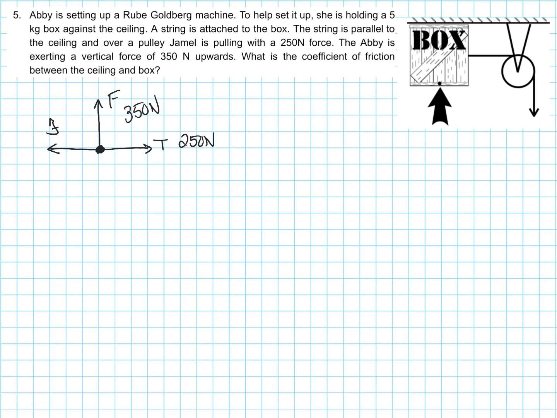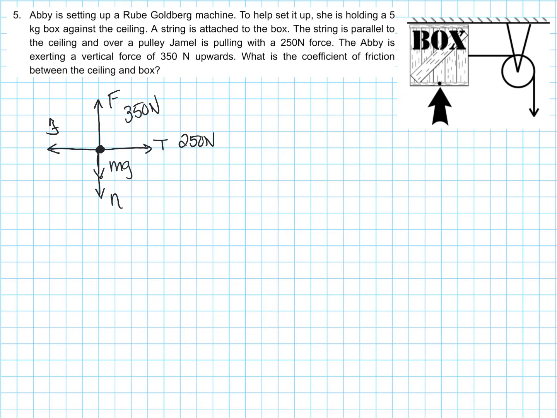I'll use a cursive F to represent friction. And then I've got two forces going down. The first one's kind of obvious. That's going to be mg. So here's mg, the mass of the box times gravity, that's 5 kilograms times 9.8. And the second force is the normal force of the ceiling. The box wants to be pushed up through the ceiling, but the ceiling is exerting a force downwards, and that force is going to be the normal force itself.